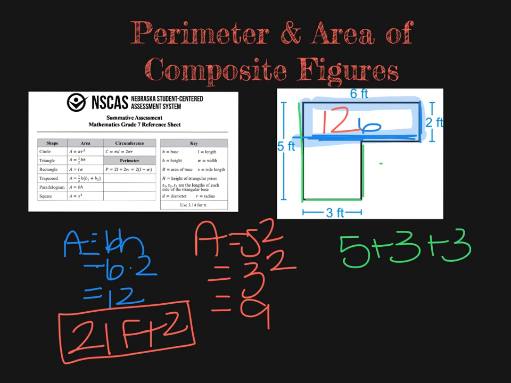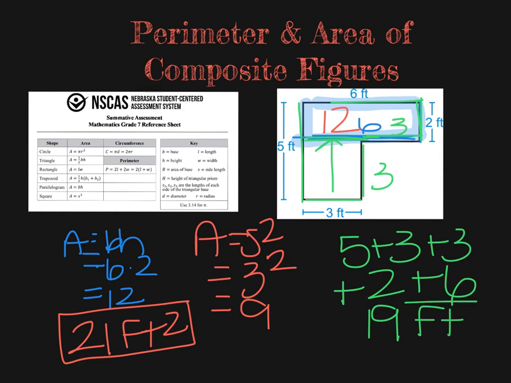That piece was 3. Now this part right here is also 3, because together I need that whole piece to be 6, and I know that this part is 3. Then I also have the 2, then I have my last piece, which is 6. And then I just add those up for a total of 8, 11, 13, a perimeter of 19 feet. Again, perimeter is not squared.